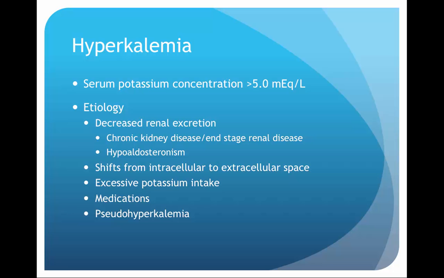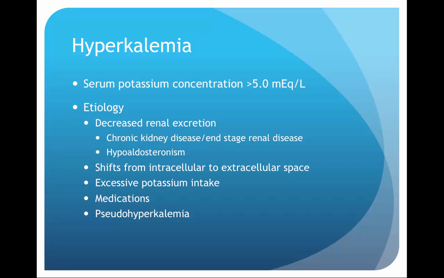We'll first talk about disorders of excess potassium, or hyperkalemia. This is when you have serum potassium concentrations greater than 5 milliequivalents per liter. This can be caused by a variety of etiologies, including decreased renal excretion, which can occur with chronic kidney disease and end-stage renal disease. It can also occur with hypoaldosteronism, or decreased aldosterone levels. It can occur when there's shifts from the intracellular to the extracellular space. Potassium, as we said, is normally intracellular, but there are various conditions that can lead potassium to go from the intracellular space to the extracellular space, causing an elevation in the serum potassium levels.